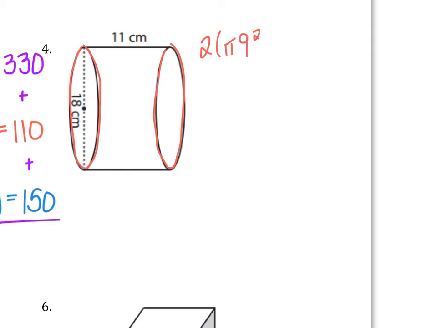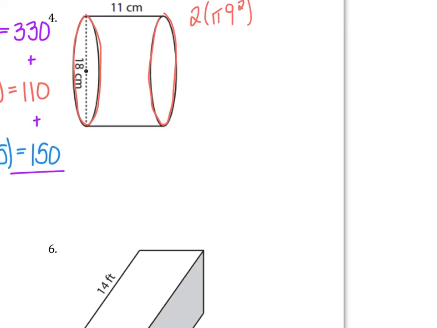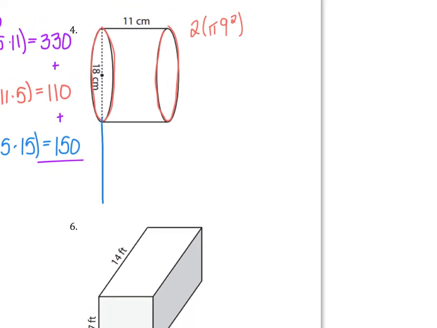So we're going to do 2 times pi times 9 squared, and that'll give us both of our circles. And then for our lateral rectangle, you can see I can kind of start to unroll this.